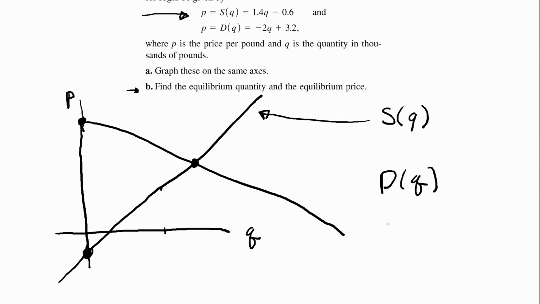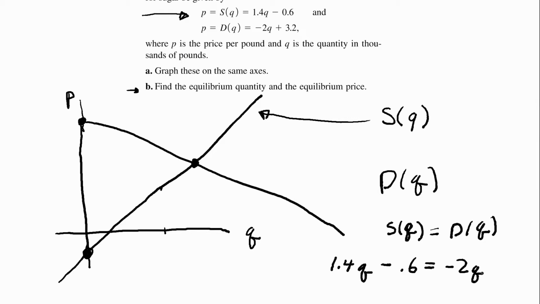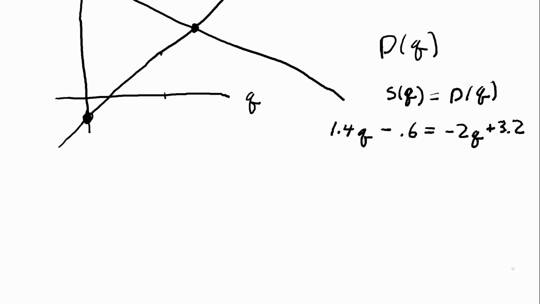So to do that, what we do is we set S of Q equal to D of Q. Okay, and let's see what we have here. That says we want to find the quantity Q when 1.4 times Q, here's S, minus 0.6, is equal to the demand. Well, the demand is given by minus 2 times the quantity Q plus 3.2. Okay, and so now we're going to solve this for Q.